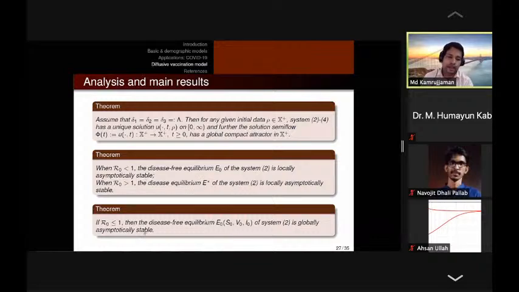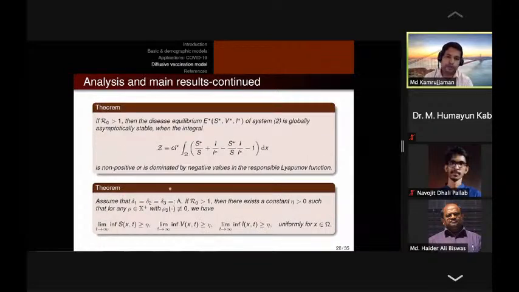In the third theorem, the global analysis, the DFE is stable when R naught is less than or equal to 1. Actually, I omitted all the proofs because they are very long. In the next theorems, theorem 4 and theorem 5, theorem 5 shows that when R naught is greater than 1, the disease equilibrium E star is asymptotically stable, and here it considers a threshold connected with the Lyapunov function. And the last theorem ensures the persistence of the solution, meaning S, V, and I should be non-zero.